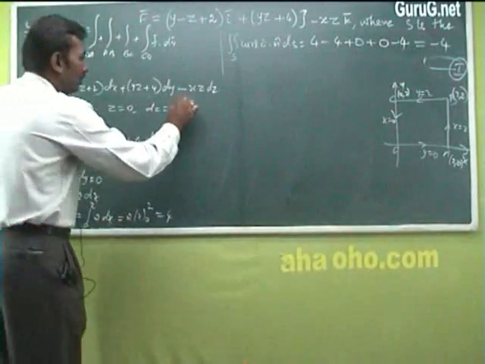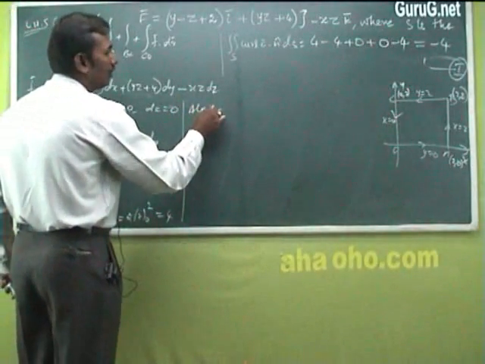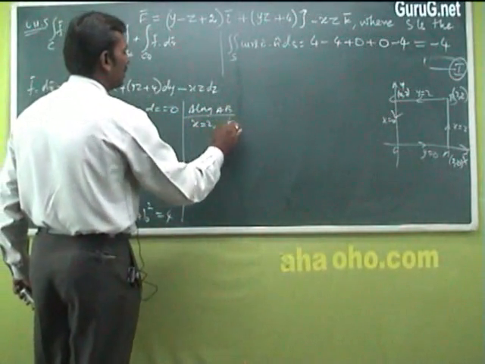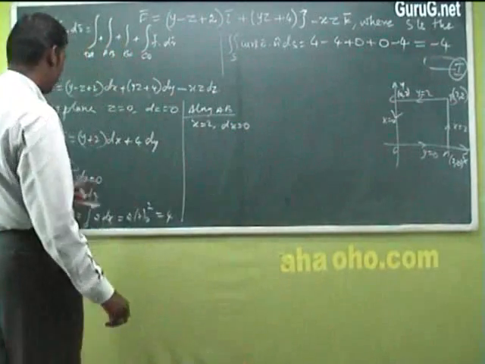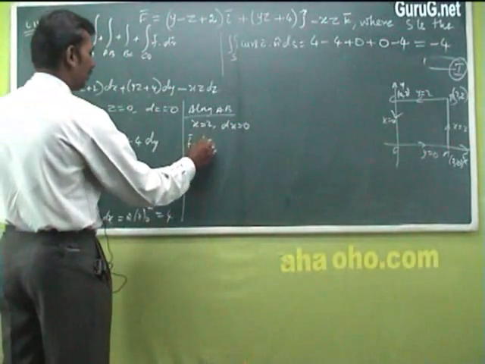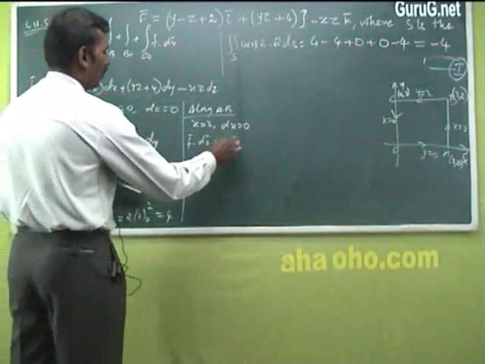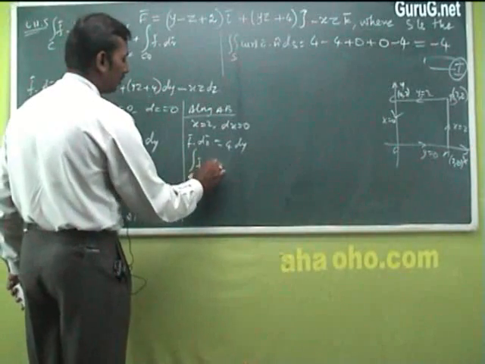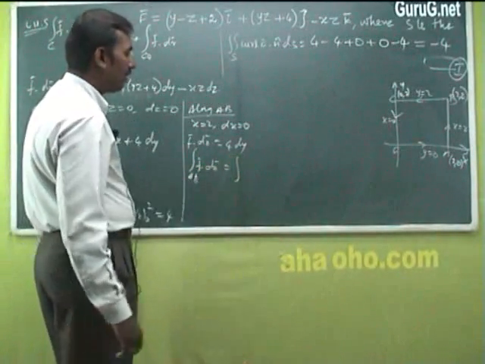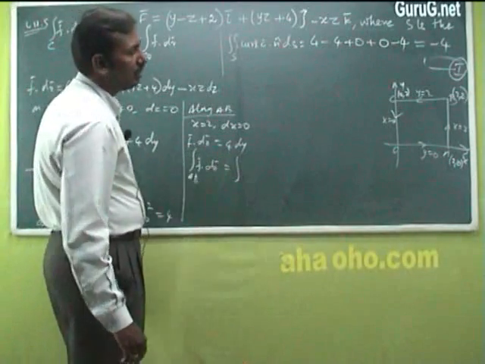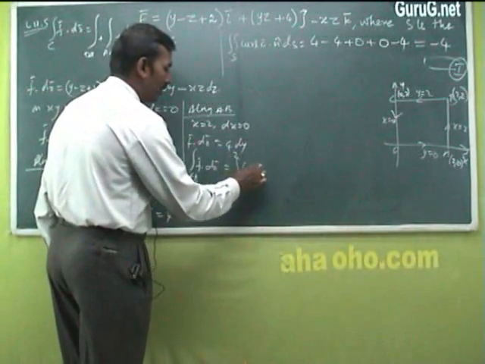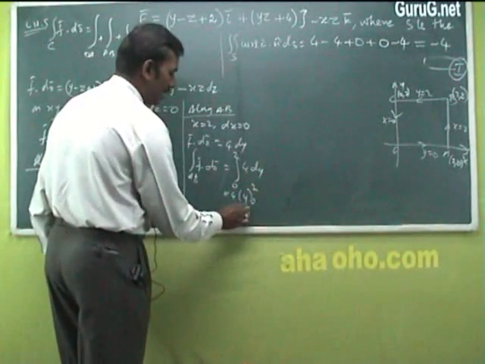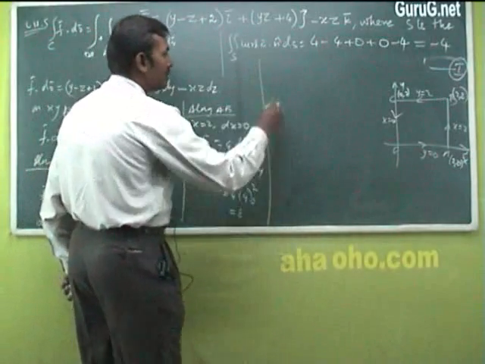Then along AB, x equal to 2, so dx equal to 0. So I may get F dot dr equal to, this is 0, so 4 dy. So the integral over AB of F dot dr equal to the integral with y limits. So y varies from 0 to 2. 4 into dy. So 4 into y, 0 to 2. So 8.